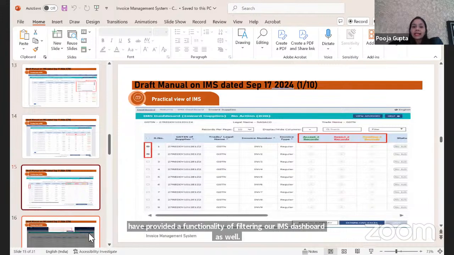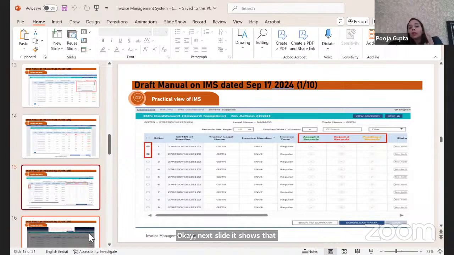Right. Next slide, it shows that if you want to select all the invoices at one time, you can do that. But your actions should be the same. Likewise, if I have 20 invoices appearing in the IMS dashboard and I click select all, then all the invoices will get selected. And then I have to take the action, either acceptance, rejection, or pending. Whatever invoices I select, I have to keep only one option.